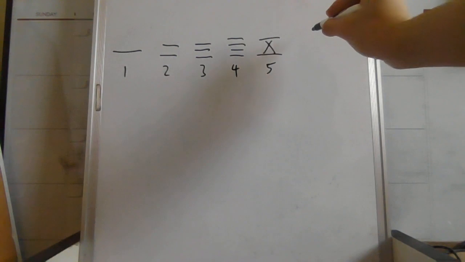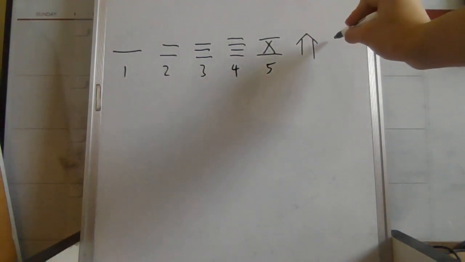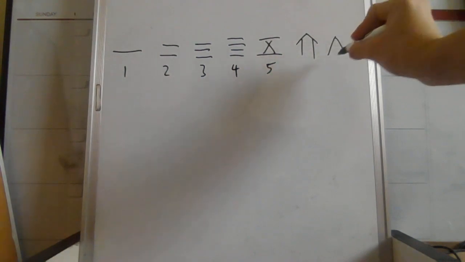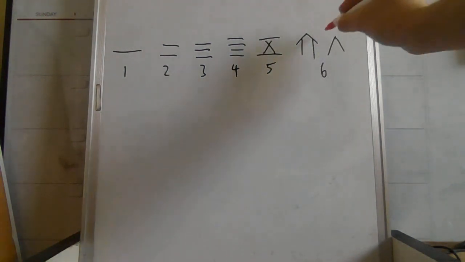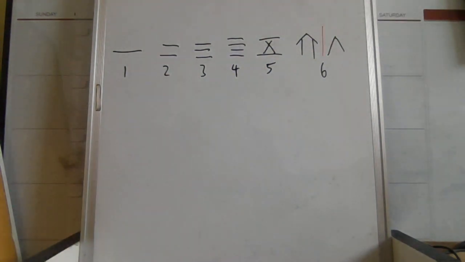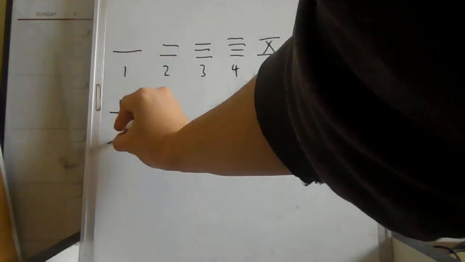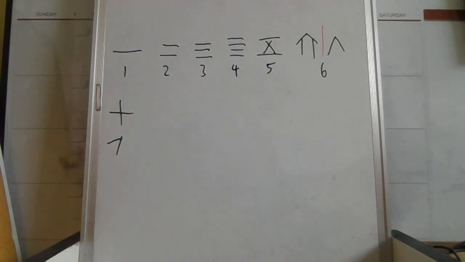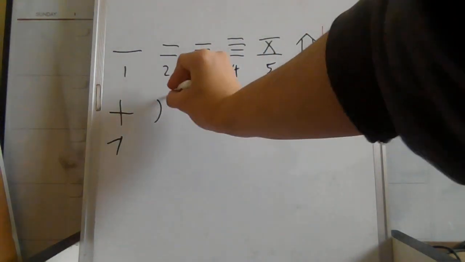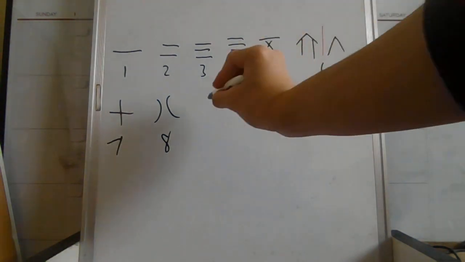Okay, 6 has 2 variants. Some write it like this, but it can also be written like that. So those are the 2 versions of 6. Let me just put a slash in between to make the difference clear. 7. This looks almost like a plus sign, or a T. 8 looks like this, like 2 curves.